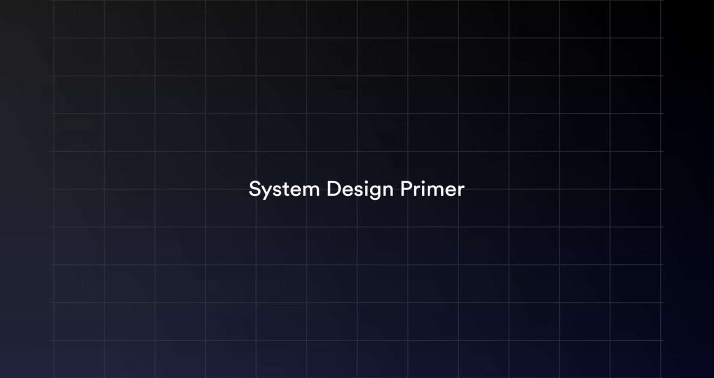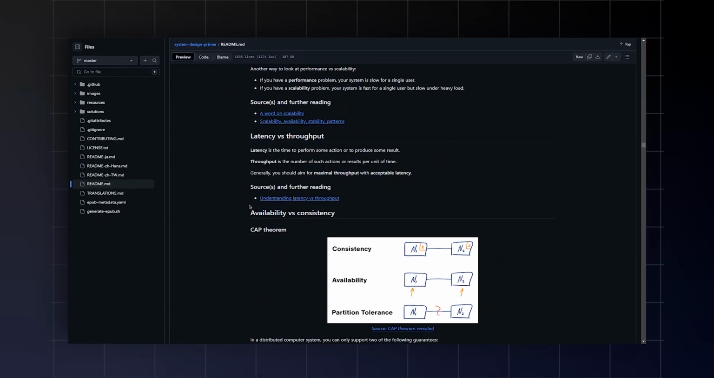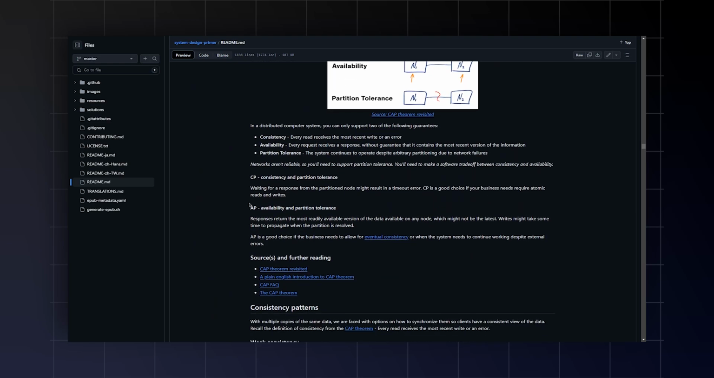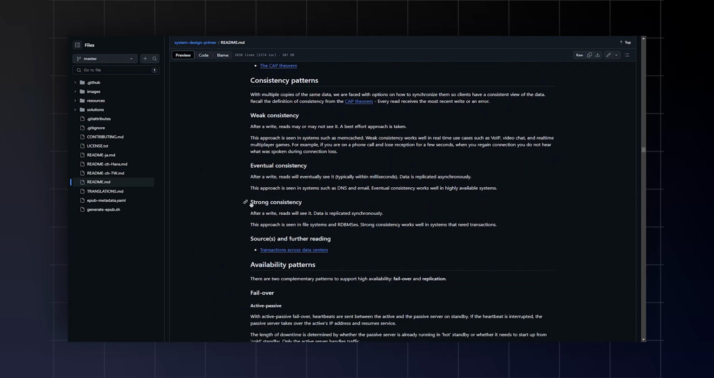Next up is the System Design Primer. This is the best resource I have found on system design, which dives deeper into the Git repository, and you'll learn everything you need to know about system design.